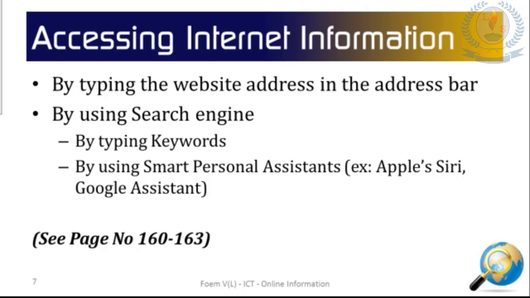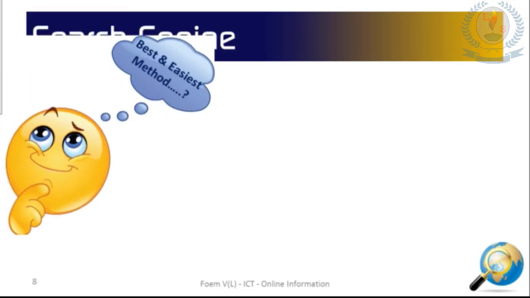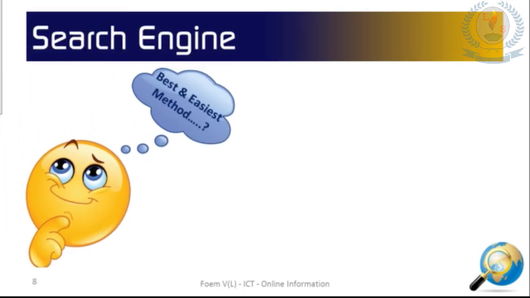Not only that, you can use a smart personal assistant. This is very popular today. You don't have to type the words, so you can give spoken words to the device, such as using Apple's Siri and Google Assistant. So, what are you thinking? Typing the URL, typing the keywords, or giving spoken words? Yes, using the search engine is the best and easiest method to find the information quickly.